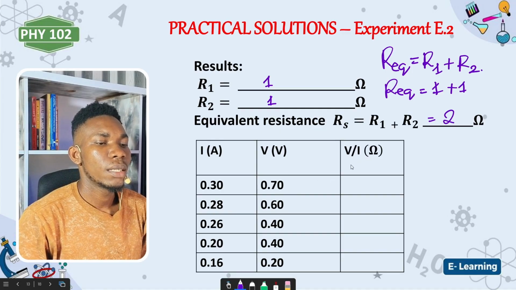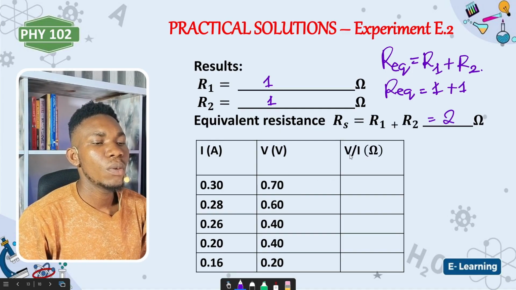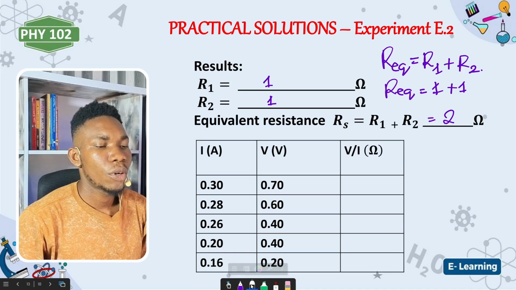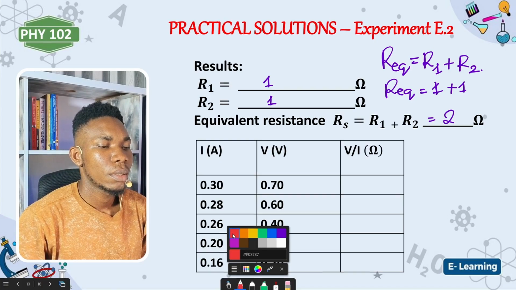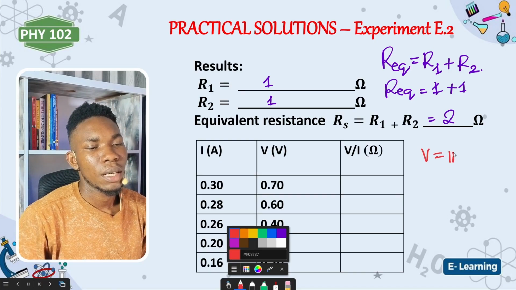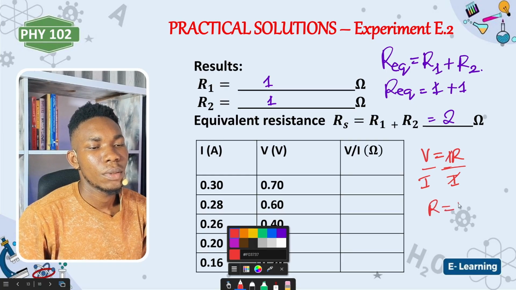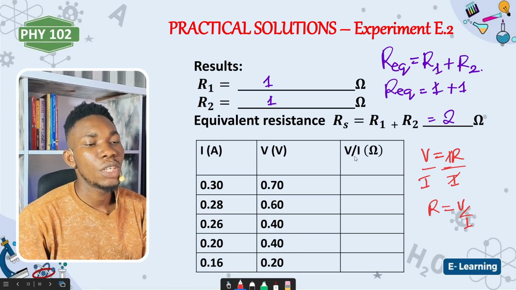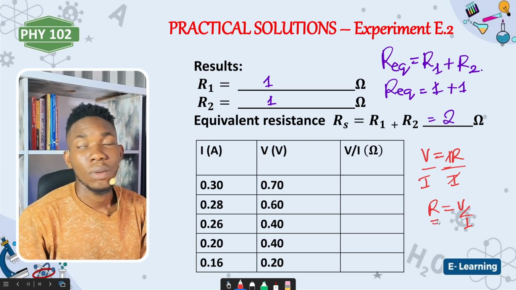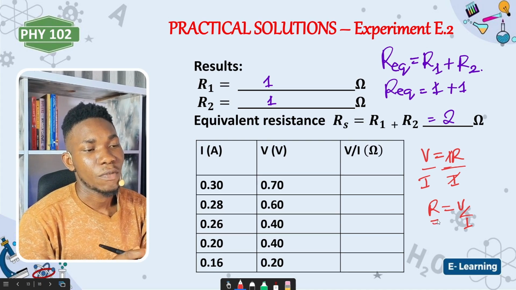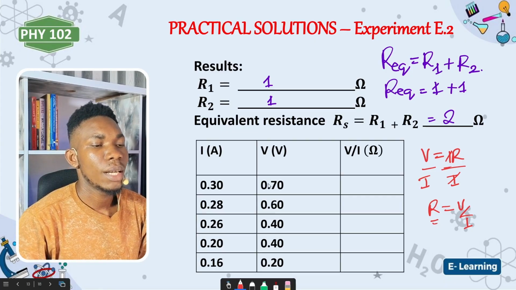So what we are going to do now is find V over I. Recall from Ohm's law that V is what? IR. So for us to get R, divide both sides by I. When this cancels this, your R is V over I. So it is expected that whatever value you have at your V over I here is your value for your resistance. Are you getting it? So let us calculate.